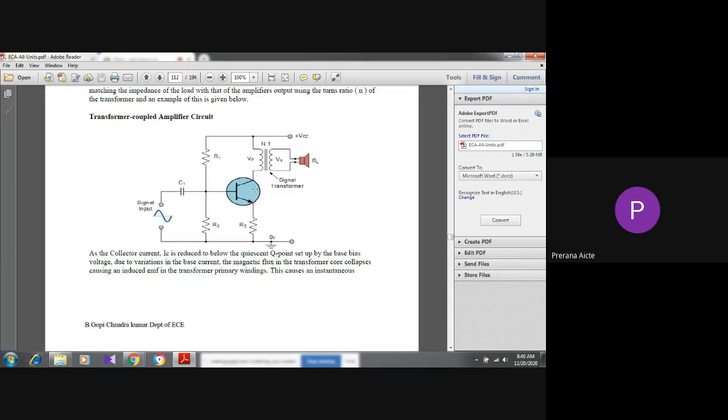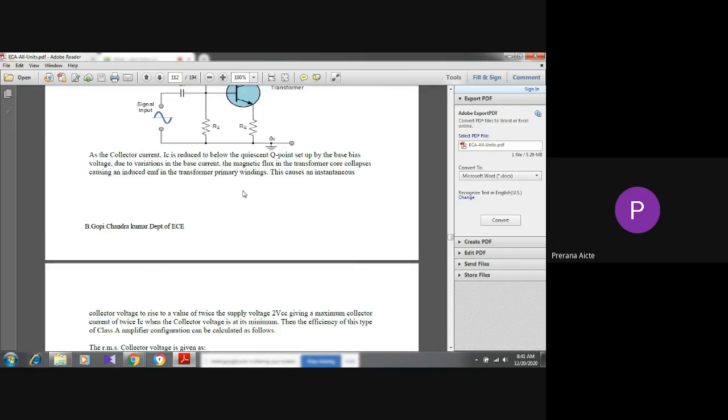Okay. Now this is the transformer coupled amplifier. See in this figure you have added one transformer at the output side between the collector and the loudspeaker. So this is the transformer coupled amplifier. As the collector current IC is reduced below the quiescent point set up by the base bias voltage due to variations in the base current, the magnetic flux in the transformer core collapses, causing an induced EMF in the transformer primary windings. This causes an instantaneous collector voltage.